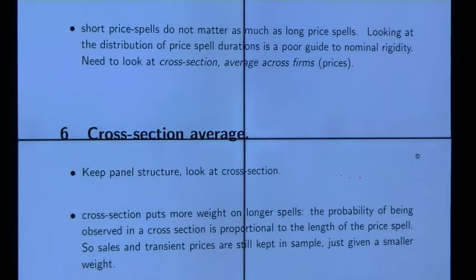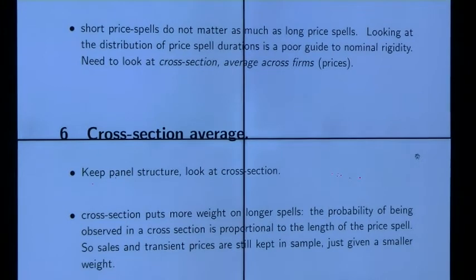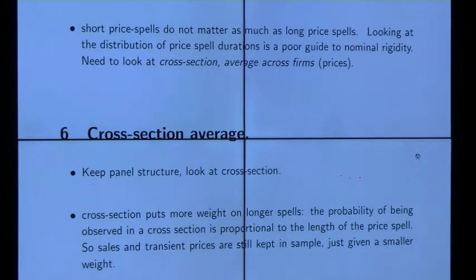So again, what we do here is we keep the panel structure, we look at the cross-section. A cross-section essentially is looking at the durations which correspond to price spells at a particular point in time. So if we look at a cross-section, it automatically puts more weight on longer price spells. The reason for this is that you're much more likely to observe a long price spell if you take a cross-section. So, you know, if you walk into a room, who are you likely to find there?